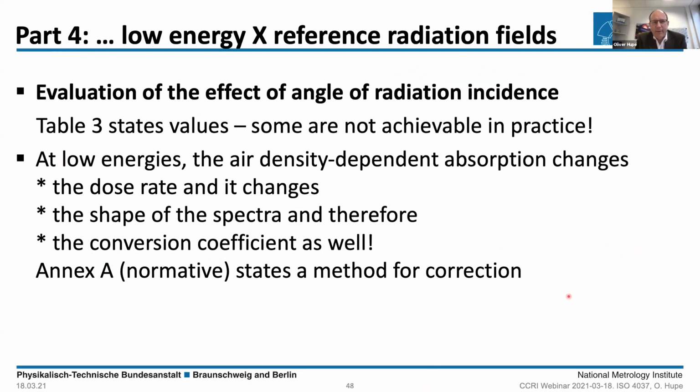As I said, table 3 states values for the requirements on the angle accuracy. It's really interesting, and you wouldn't believe it before you look at this table. At low energies, the air density dependent absorption changes. So if the air density changes, for sure the dose rate changes. But at the same time, the shape of the spectra also changes because the absorption for the low energy part is much higher than for the high energy part. That means if you have a different shape of the spectra, you will also have different conversion coefficients. If you are above 30 kV, you don't have to care about this. But if you go to low energies, you also have to care about this point. Therefore, in Annex A, there is a method stated how you can correct for this.